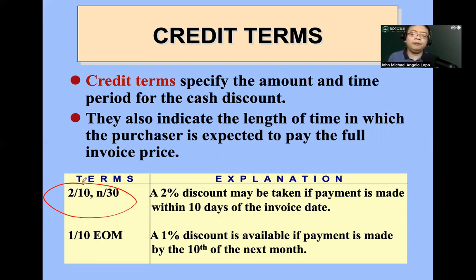VIP in terms of the economic order, no? So meaning you have a 1% discount if you will pay it within 10 days. Okay? But the 1% discount is available if the payment is made by the 10th of the next month. Okay? So that's basically your credit terms.